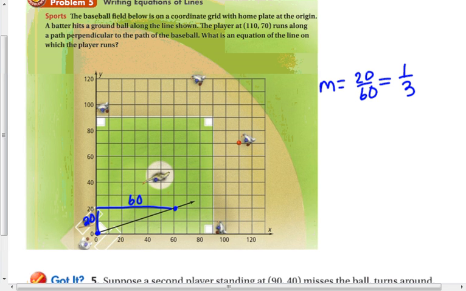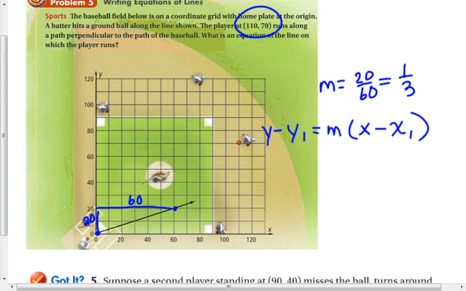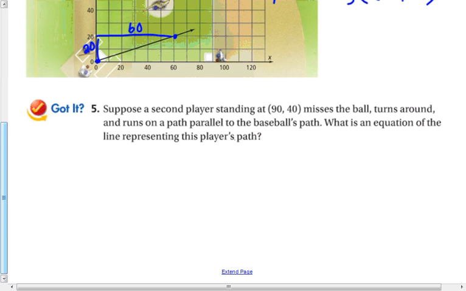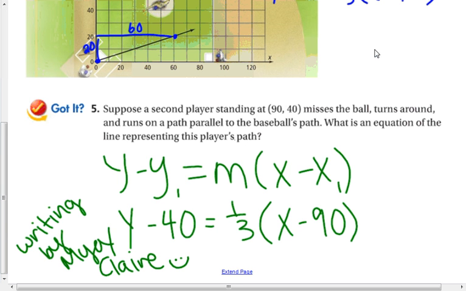And so now I'm going to use the point-slope form to come up with the equation. y minus y1 is equal to the slope times quantity x minus x1. And I'm going to substitute the position the player is at for my x and y value. So y minus 70 is equal to 1/3 times quantity x minus 170. All right, you try that using the same grid. Do this problem 5. Check and see you next time.